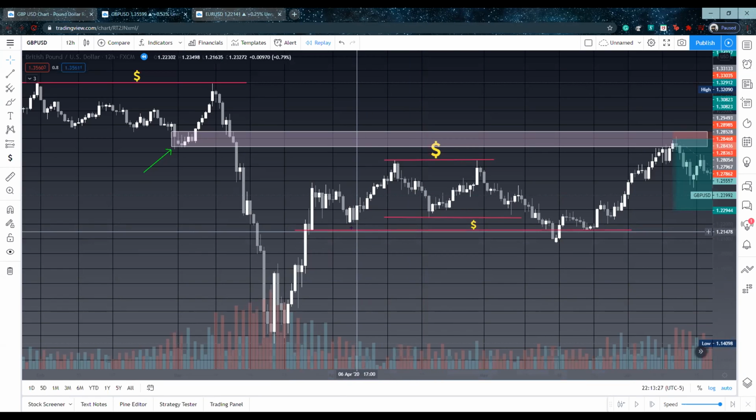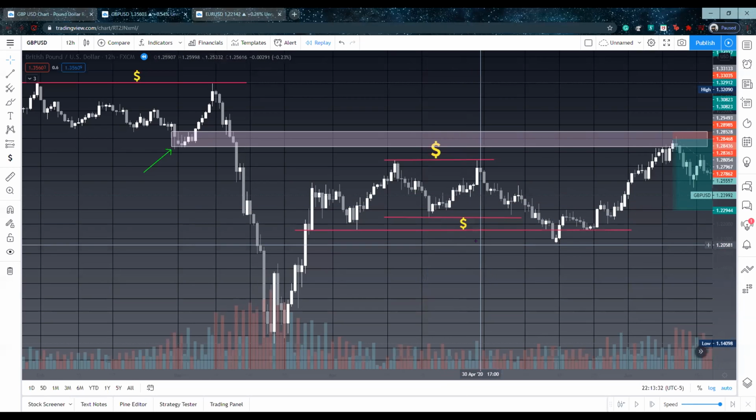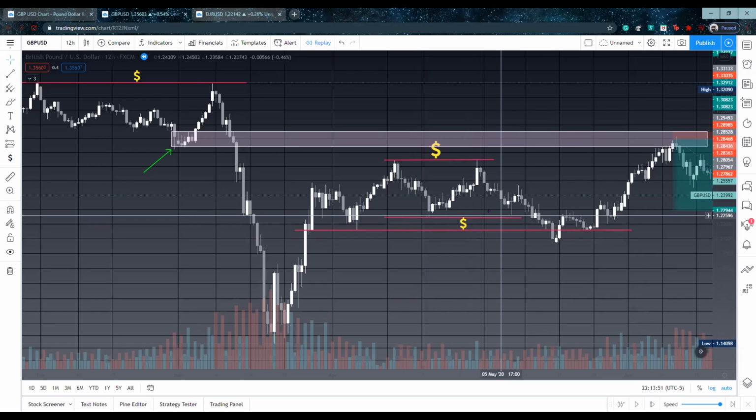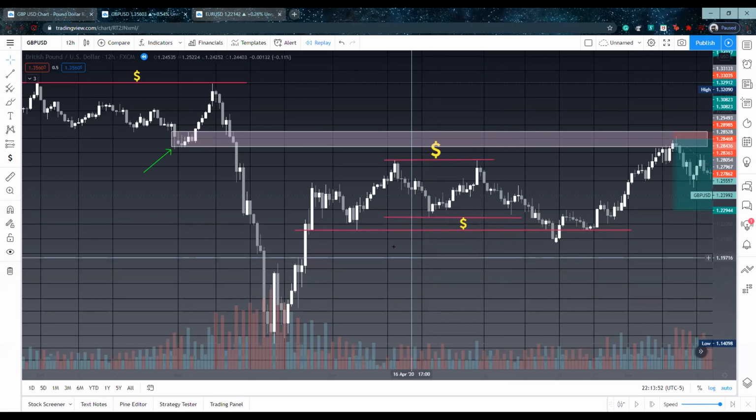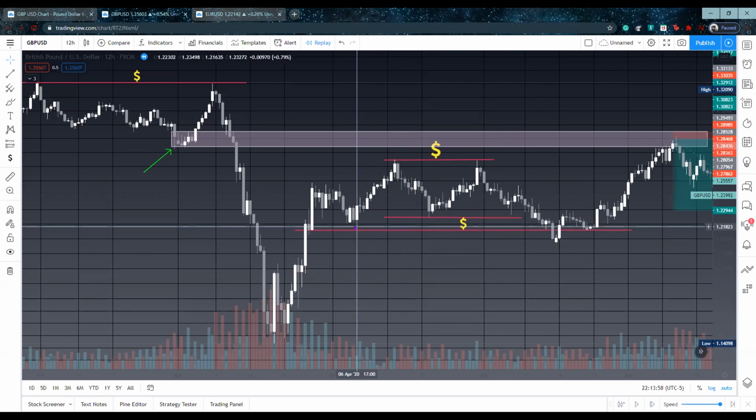Can anybody tell me why liquidity would also be found there? Equal lows, break of structure, equal lows. Yeah, so all of you guys are right. In this case, this level right here would be another piece of liquidity.